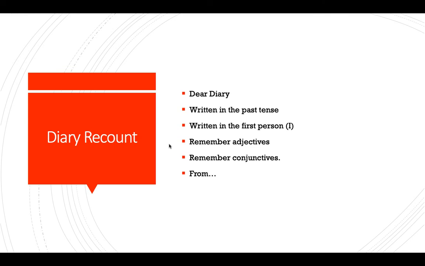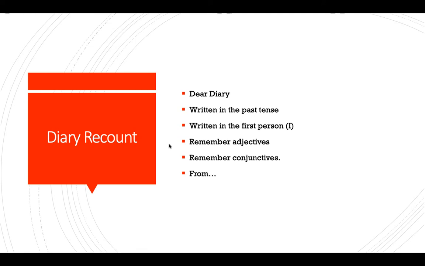So it always starts off with Dear Diary. Okay, it's written in the past tense. So it's I went somewhere or I did this, not I will do this or I will go somewhere, okay? Has to be written in the past tense. It also needs to be written in the first person, so you're talking about I. We're not talking about he or she or they, okay? You're talking about I. It's what you did. Always remember to put your adjectives in, your lovely describing words, and remember some conjunctives because we've been working really hard with those. And then at the end of a diary, you normally put from and then who it's from.